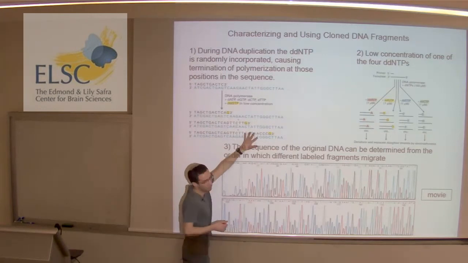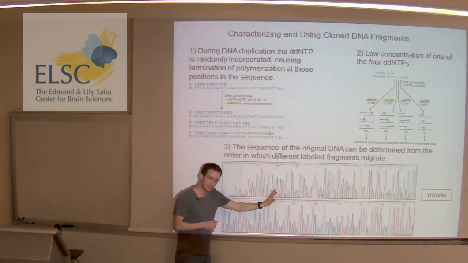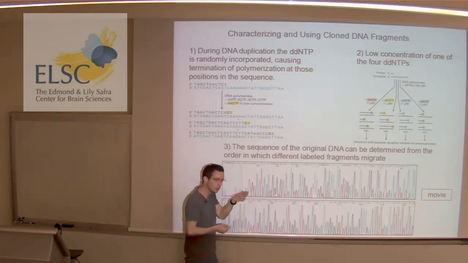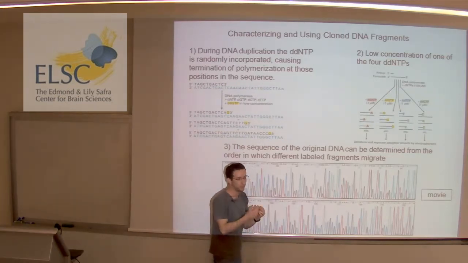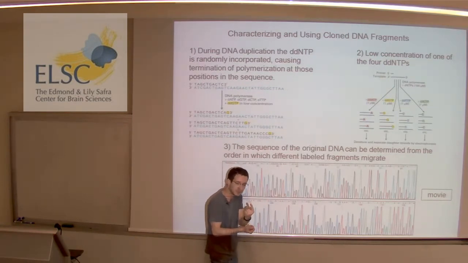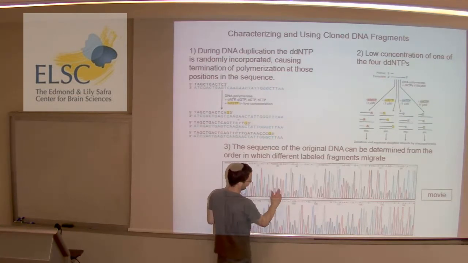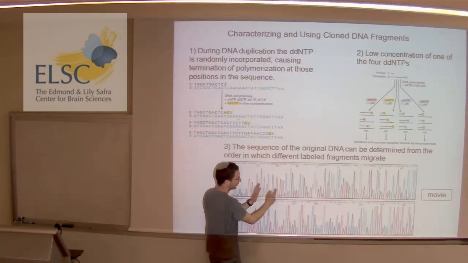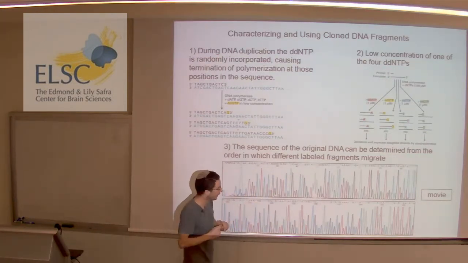Now you take these products and you run them on a gel that has a single nucleotide resolution, meaning that 2 DNA fragments that differ from one another by a single nucleotide in length will be positioned in 2 different spots along the gel. They will be nearby, but you will be able to differentiate between these 2. Okay, so you run these products on a gel.